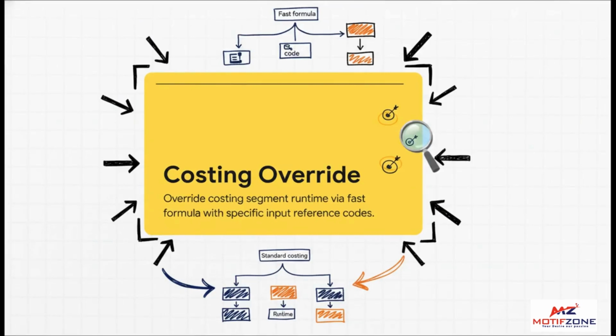And that brings us to the formal definition for Motifzone. Costing override is essentially the act of overriding a costing segment at runtime through a fast formula, where your input values are defined with a reference code specific to that costing segment.